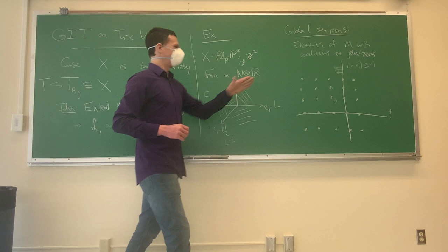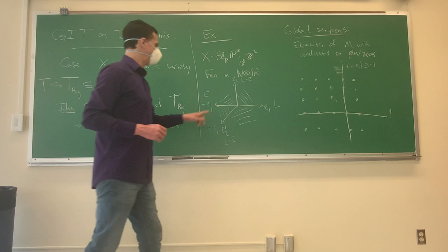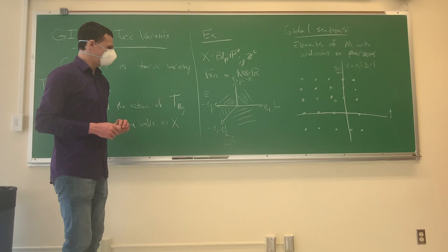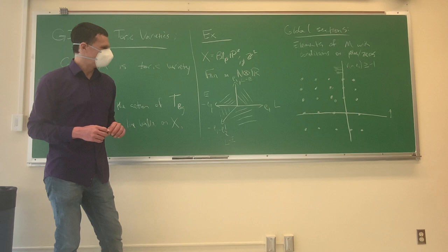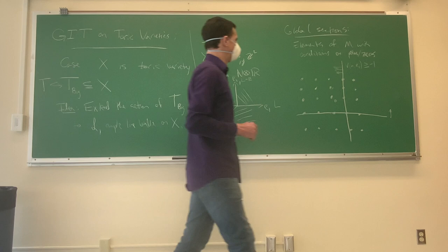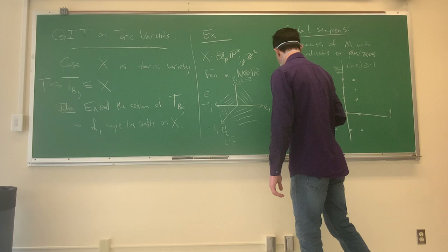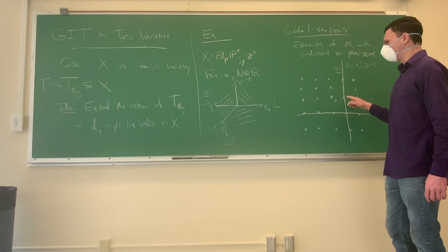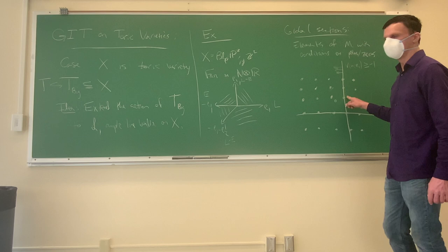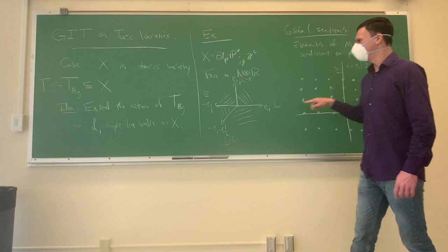Okay, so let's see. We've done this one and that one. Let's do L minus E. So this is saying that the pairing with negative E1 minus E2 should be greater than negative one. So if I pair with E1 to get negative one here, E2 to get negative one here, and then on this side, zero is fine because all of these have non-negative coefficients, so we know that zero is always going to be in there, so then we get this line here.